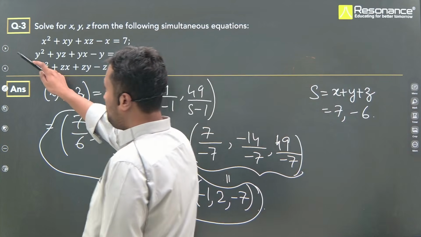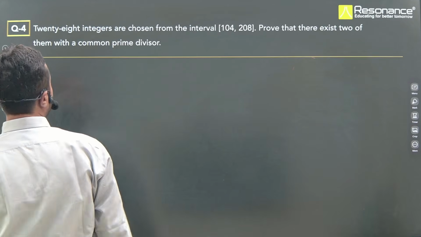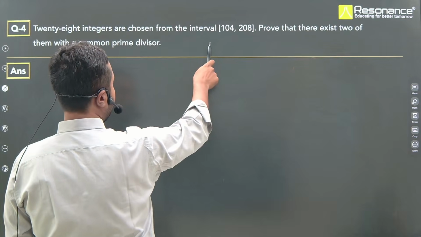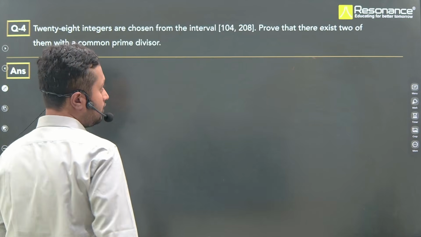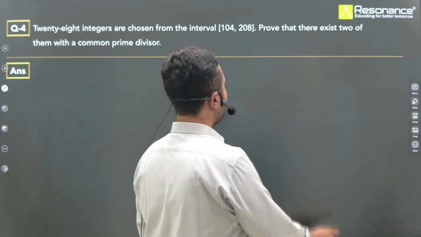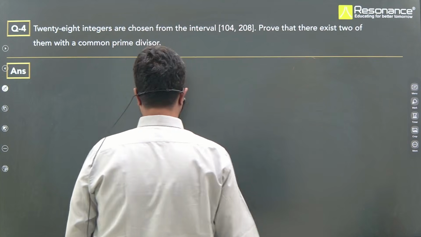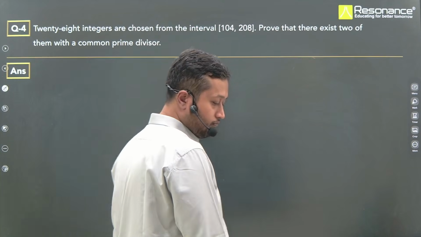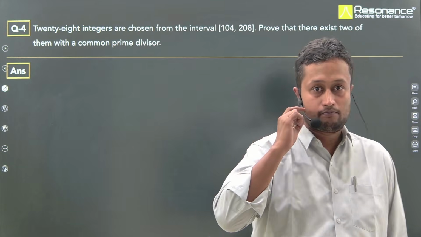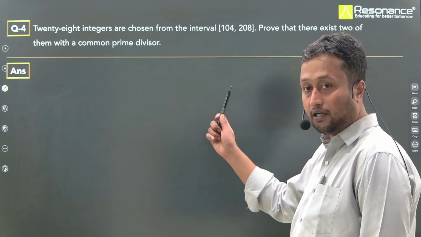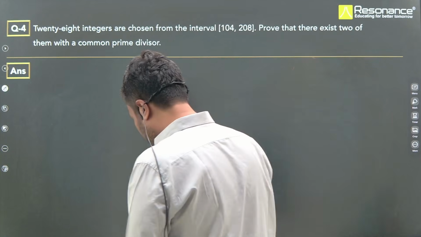Okay, next one. What do we have? 28 integers are chosen from the interval 104 to 208. Prove that there exists two of them with a common prime divisor. I think this is a repeated question. I'm not fully sure about that. I'll have to check that, but I think that's a repeated question.